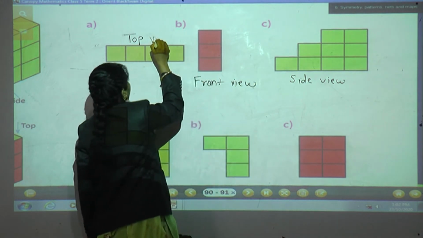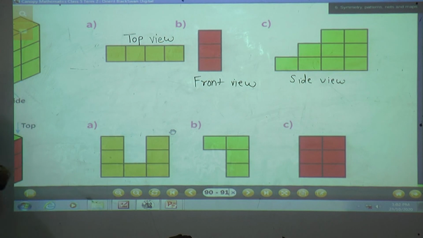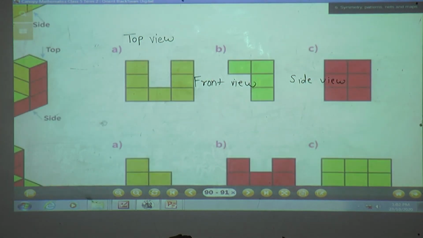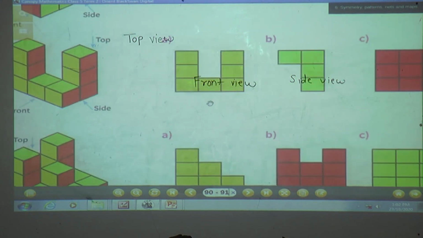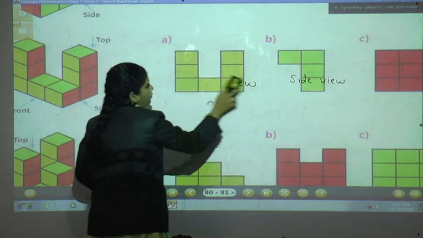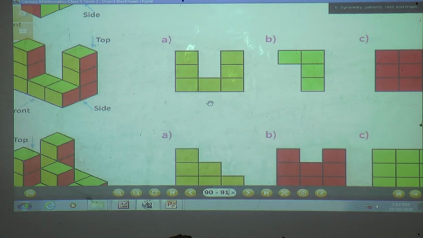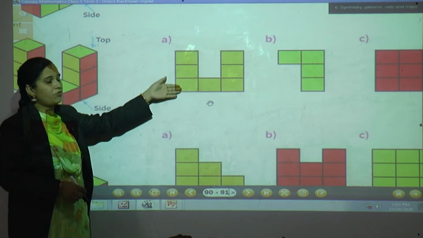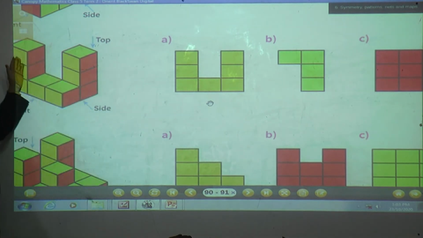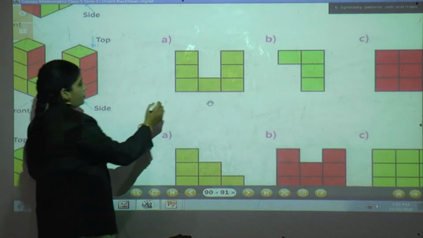Now we'll see the second one. Here, see carefully. Now you tell me the answer. Which one is the top view, side view, front view? Tell me now. Okay. See. Here, this one is top, side and front. Now, which type of view is this? Yes students, this one is a front view.